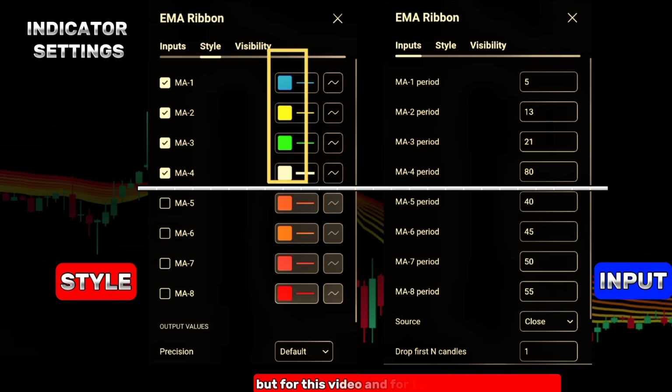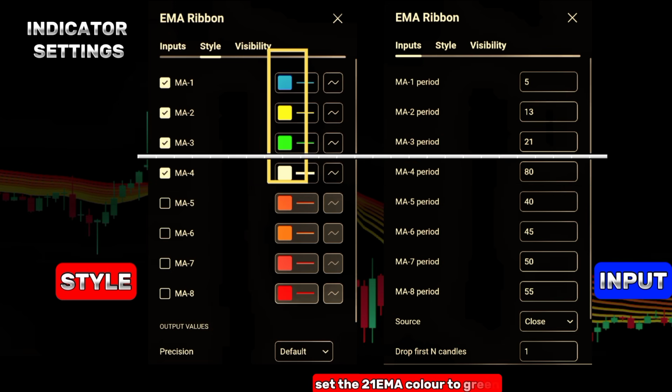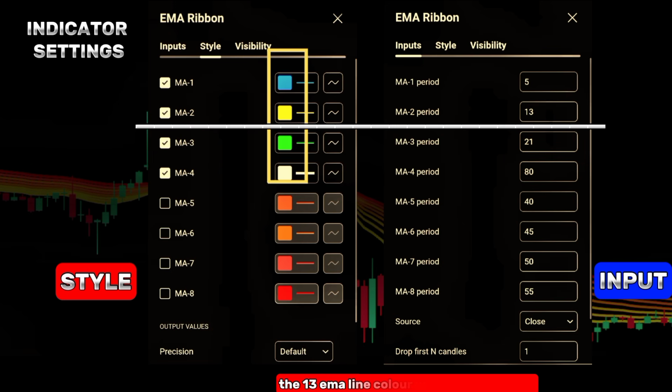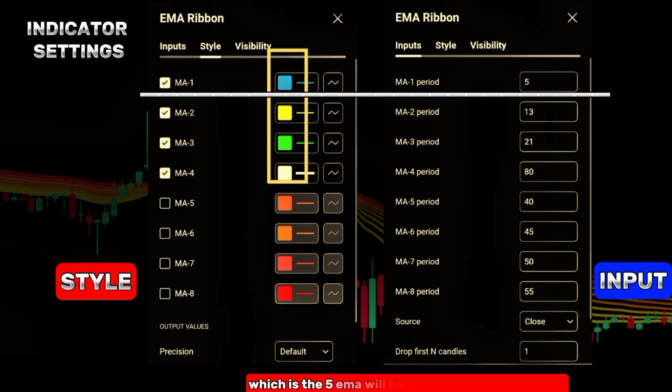But for this video, and for the sake of clarification, we are going to change the 80 EMA line color to white, set the 21 EMA color to green, the 13 EMA line color will be set at yellow, and the last EMA line, which is the 5 EMA, will be changed to blue color. Okay, now we have everything set on the settings area. Let's move into how the strategy works.